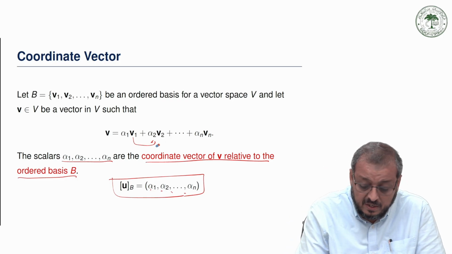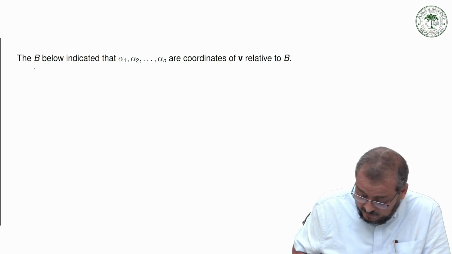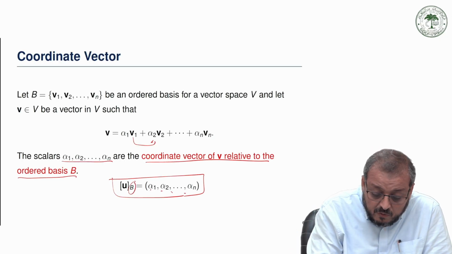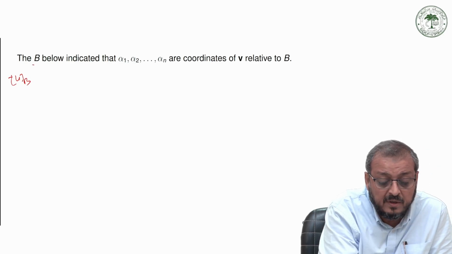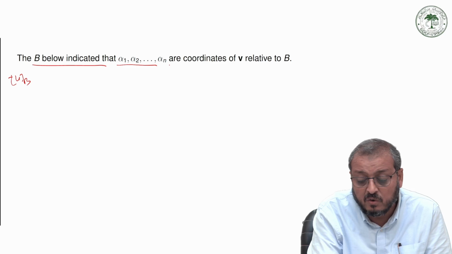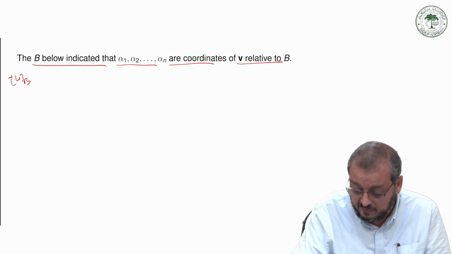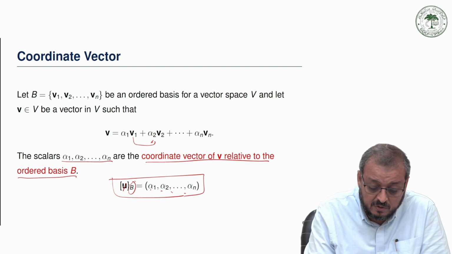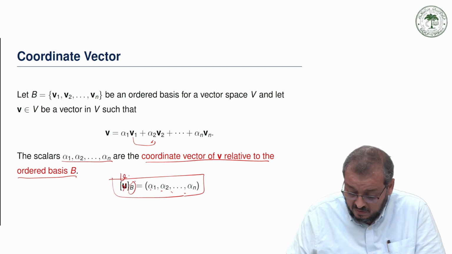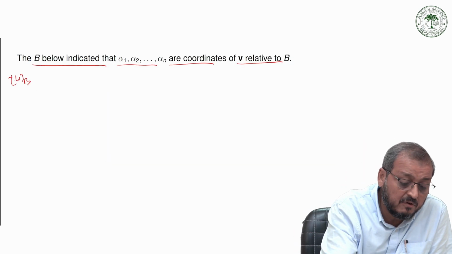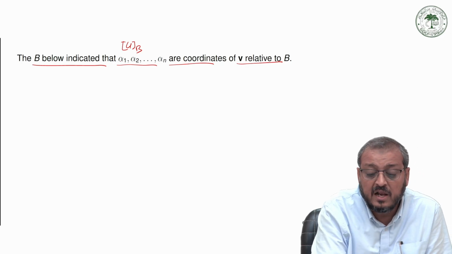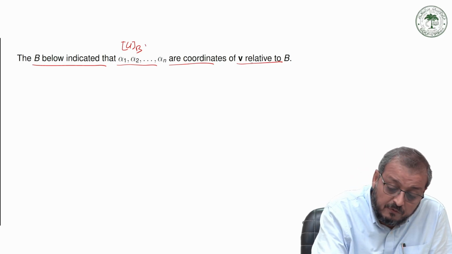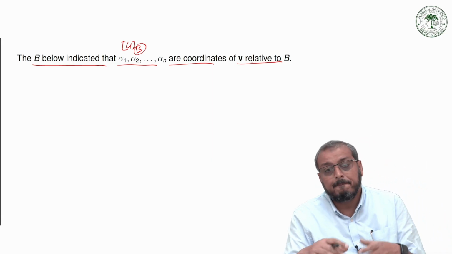So now if we just arrange a column, this B is a suffix. B below indicates that alpha 1, alpha 2 are the coordinates of v relative to B. Here it is not u, this is v, sorry. So simply, the notation is denoted by this. B is a suffix, and it indicates that alpha 1, alpha 2 are the coordinates of v relative to this basis.